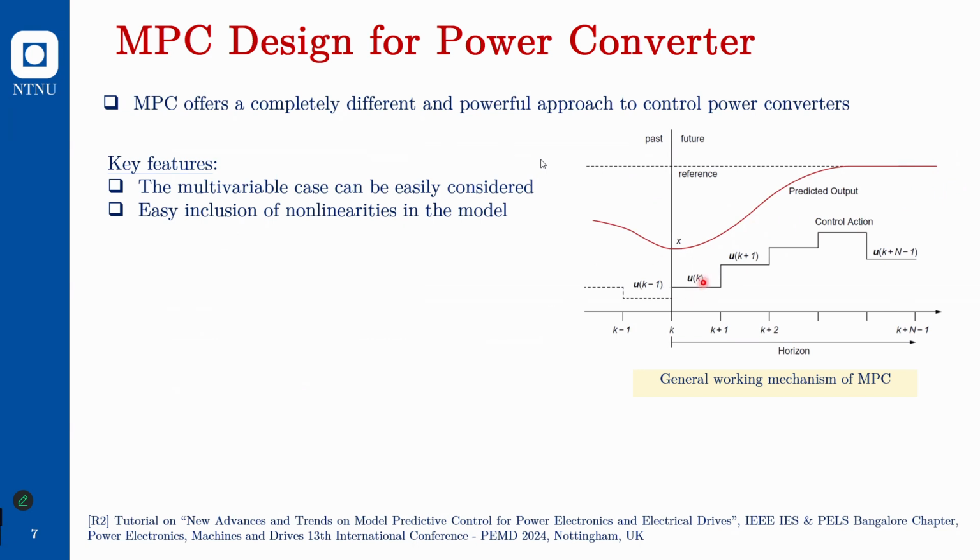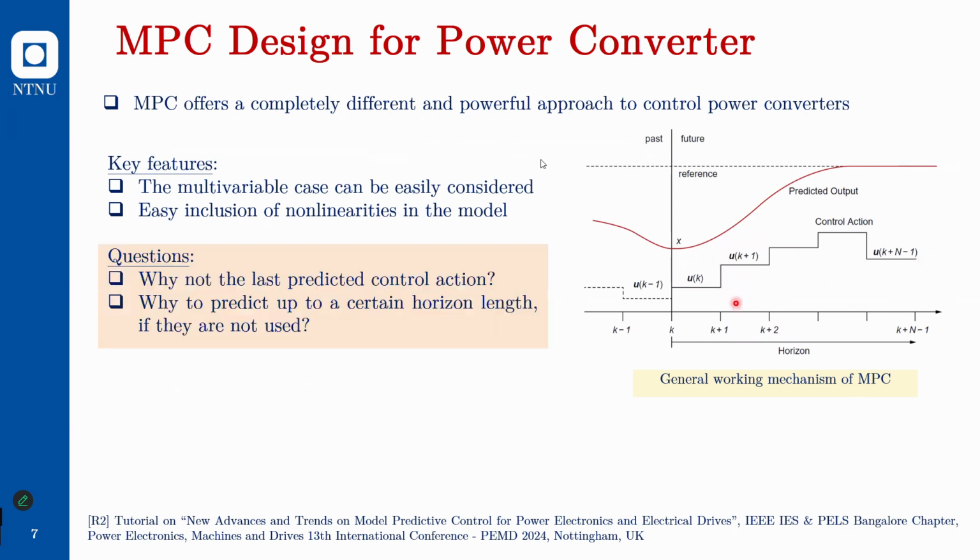But you only have the option that you can only take one sample at a time. That means, although you have predicted your control input up to here, you will only take the first input signal, right? So then two questions arise here. You are predicting up to here, but you are only taking the first input signal. Then what's the point of predicting this much? And the other question is, why not the last one? Why are you only taking the first control signal?